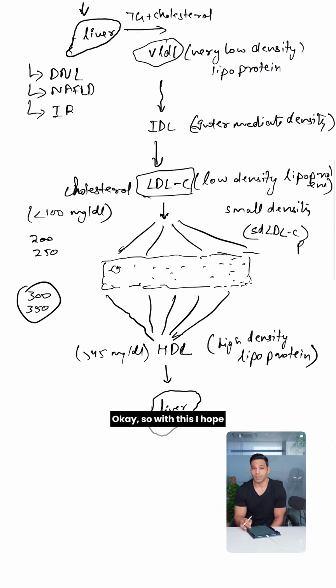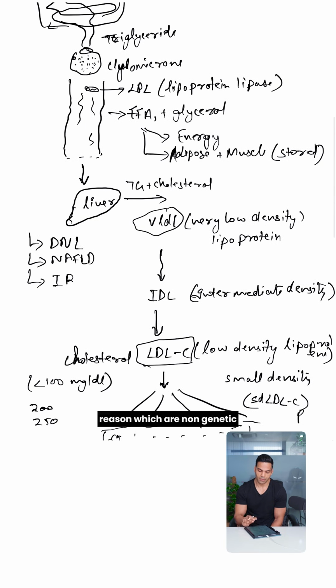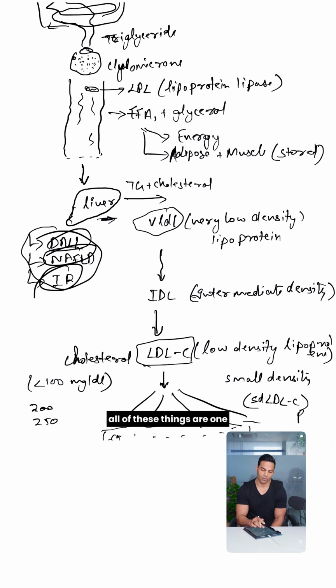Okay, so with this, I hope you are able to understand a little bit about cholesterol. And like I said, the main reasons, which are non-genetic, if you ignore familial hyper or hypocholesterolemia, the main lifestyle issues are basically this: higher amounts of hepatic triglycerides. So DNL, NAFLD, insulin resistance, diabetes, obesity, all of these things are primary reasons for your increased cholesterol. Reducing your body fat percentage, exercising every single day, consuming less saturated fat, and in general consuming fewer calories can help bring your cholesterol levels back to normal.